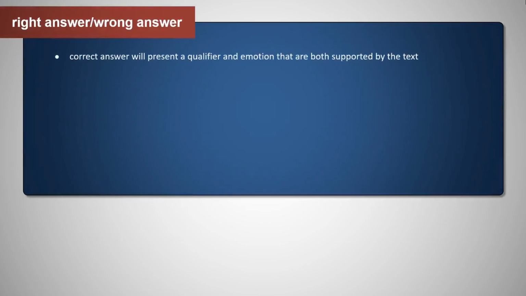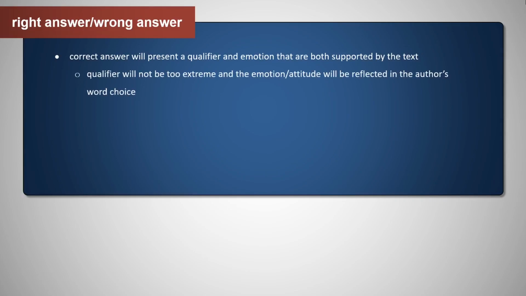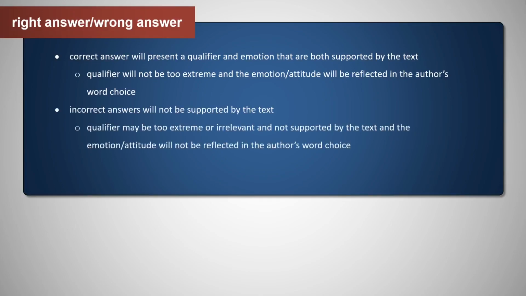Now, more specifically, in terms of the right answer and wrong answer, the correct answer is going to present a qualifier and emotion that are both supported by the text. So the qualifier will not be too extreme, and the emotion or attitude will be reflected in the author's word choice. The incorrect answers will not be supported by the text. So the qualifier may be too extreme or irrelevant, not supported by the text, and the emotion or attitude will not be reflected in the author's word choice. Those are the key elements that you're looking for to see how they match up with respect to identifying the right versus the wrong answer.